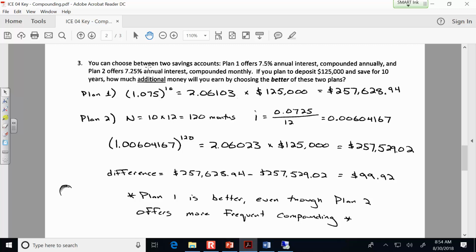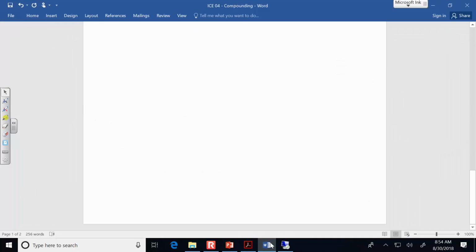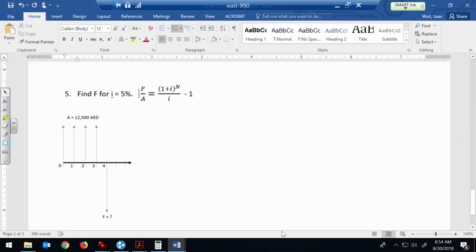All right, so you've got some more questions on the back side of the paper, and then also this bonus question I'd like you to do. Once you solve 4 and 5, this is bonus question number 6.